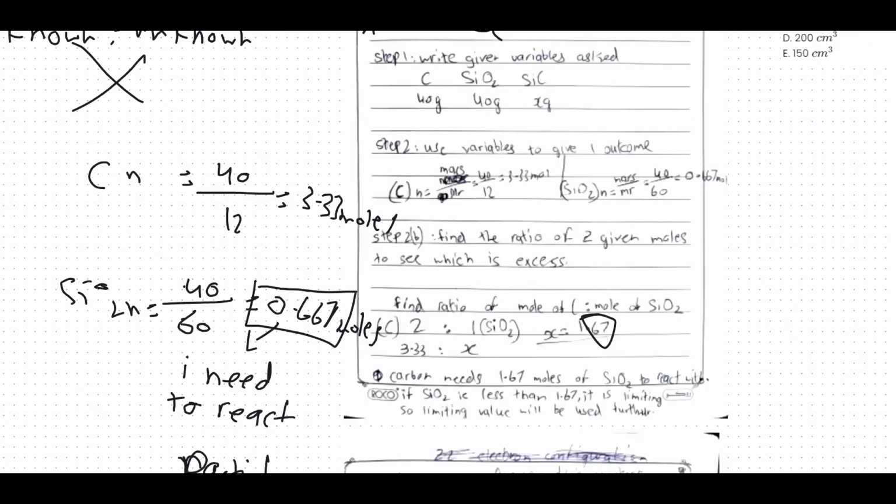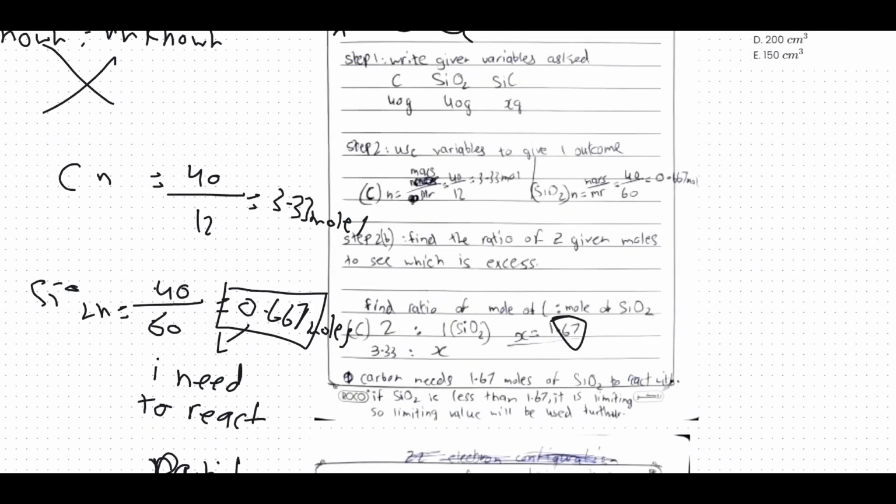Again, step 1 was I found the number of moles for both the reactants. Step 2 is I find the ratio of the two given molecules to see which of these is in excess. So then I found the number of moles of SiO2. I found that it's 1.67, right? When I did the ratio method, I found it's 1.67 right here.